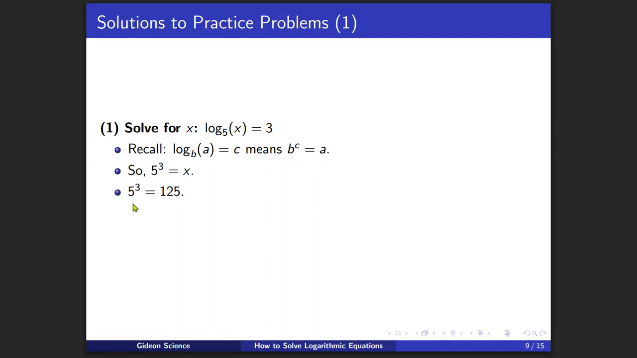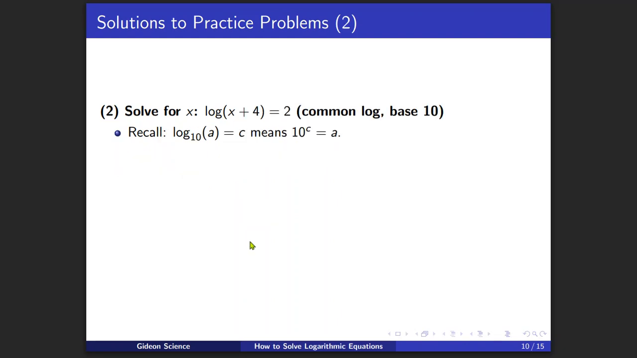Simplify, you'll have that 5 to the power of 3, of course, equals 125. Therefore, x equals 125.